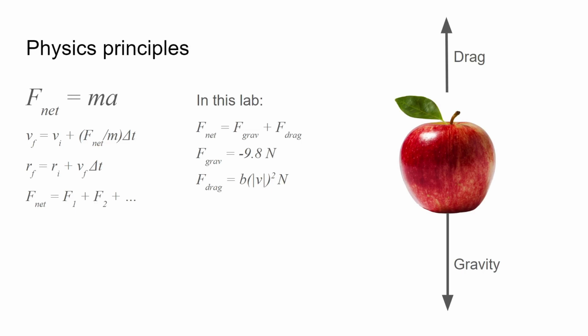The acceleration due to gravity is negative 9.8 meters per second squared, and the force of drag in this case is equal to a constant times the square of the speed of the object, acting against the object's motion, in this case, acting in an upwards direction.